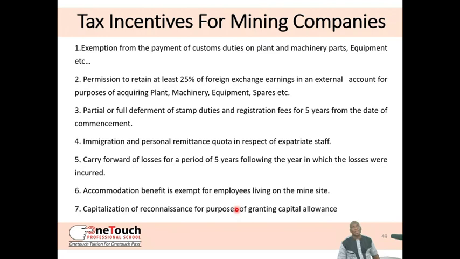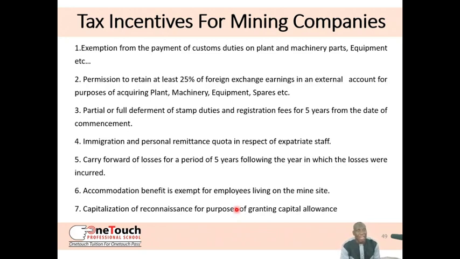So these ones are more theoretical. When you are asked about tax incentives enjoyed by mining companies, one of the things you can say is that when it comes to the payment of customs duties on their plants and machinery, as well as the parts and equipment, they are normally exempted from customs duties.